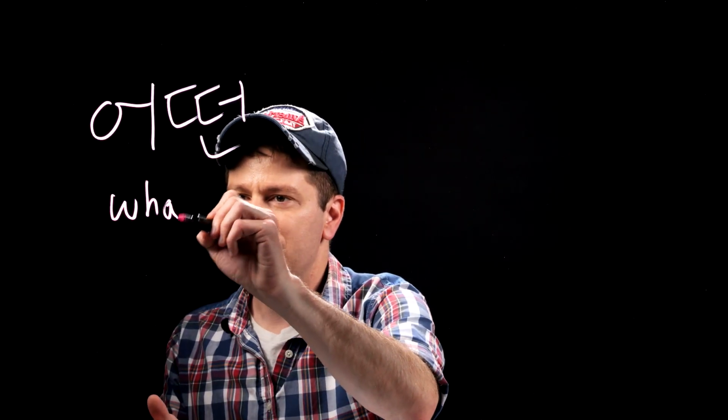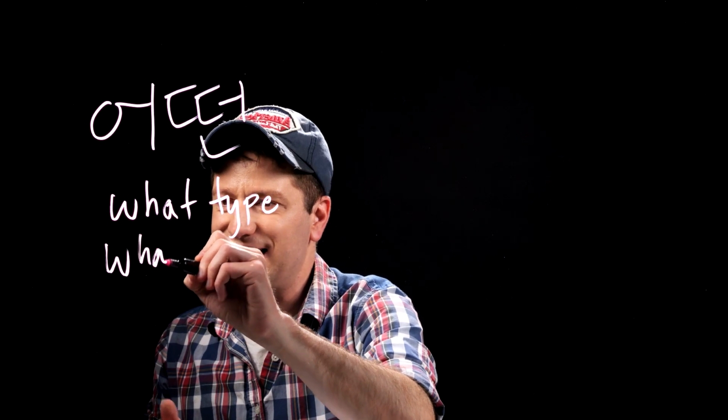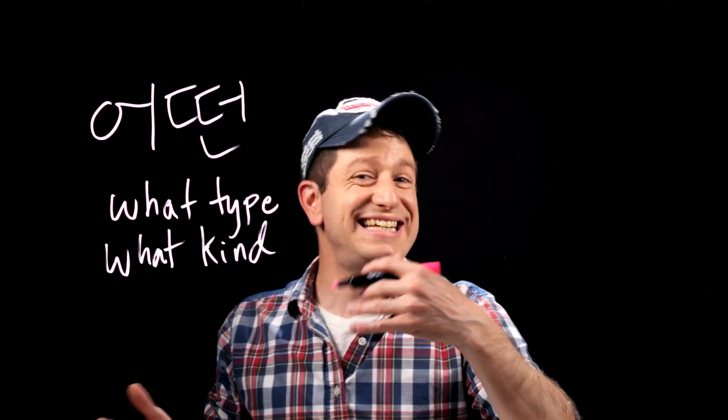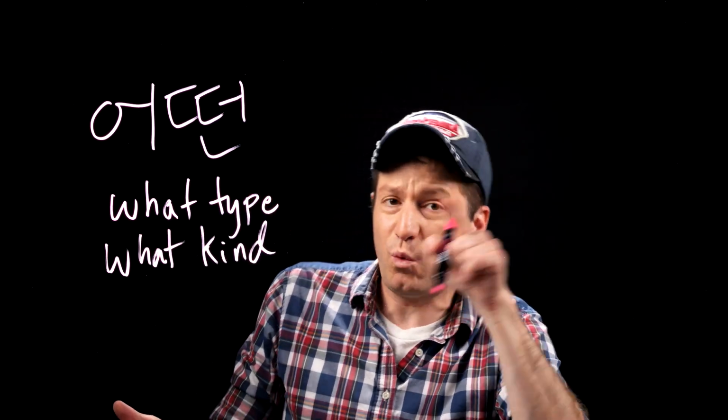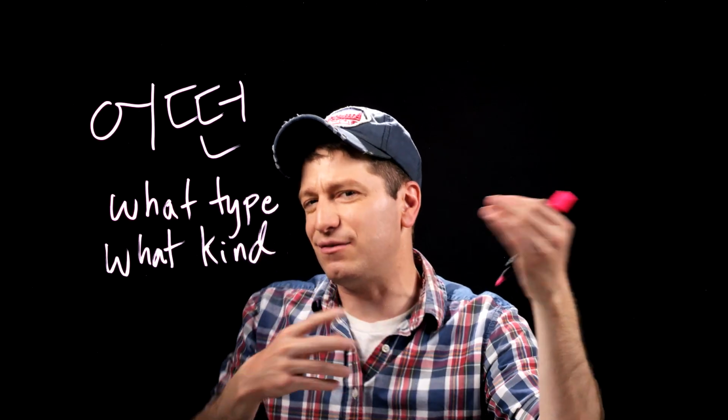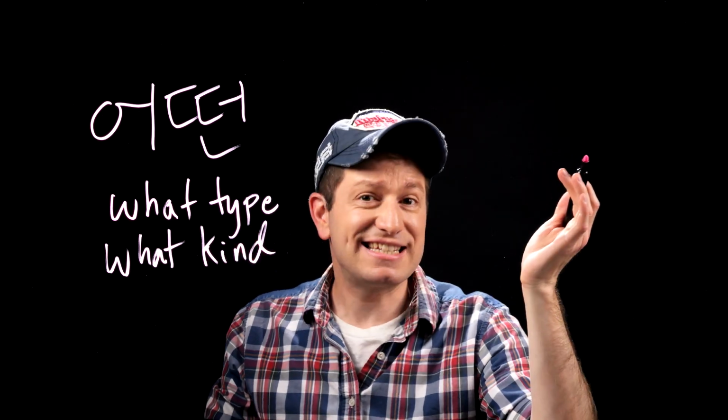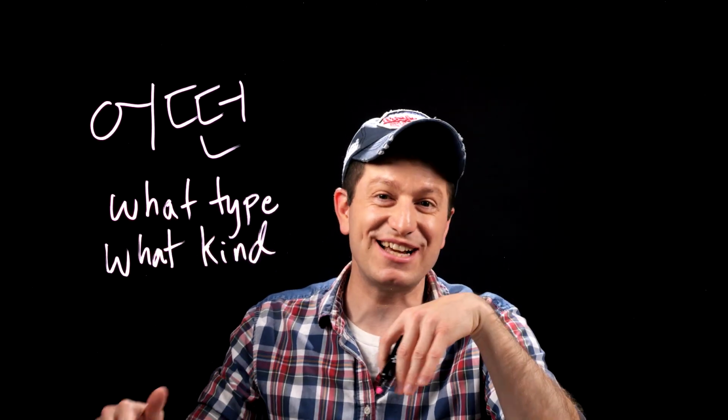Okay, so now let's go on to the last of our 3. 어떤. Now, 어떤 means what type, or what kind. So it's for asking for more details about something. You're not just saying what, but what kind of, what type of, right? Yeah, that's it. Really, that's the whole explanation.